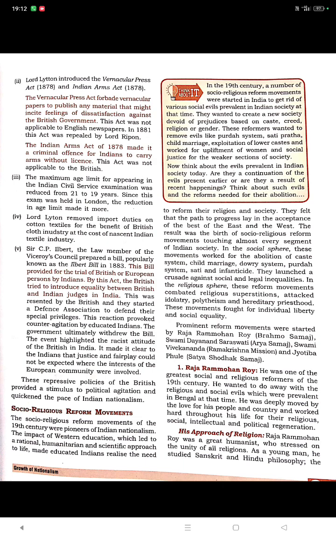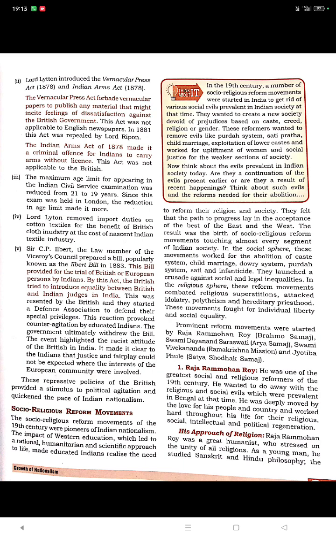This bill provided for the trial of British persons by Indians. By this act, the British tried to introduce equality between British and Indian judges in India. Okay.